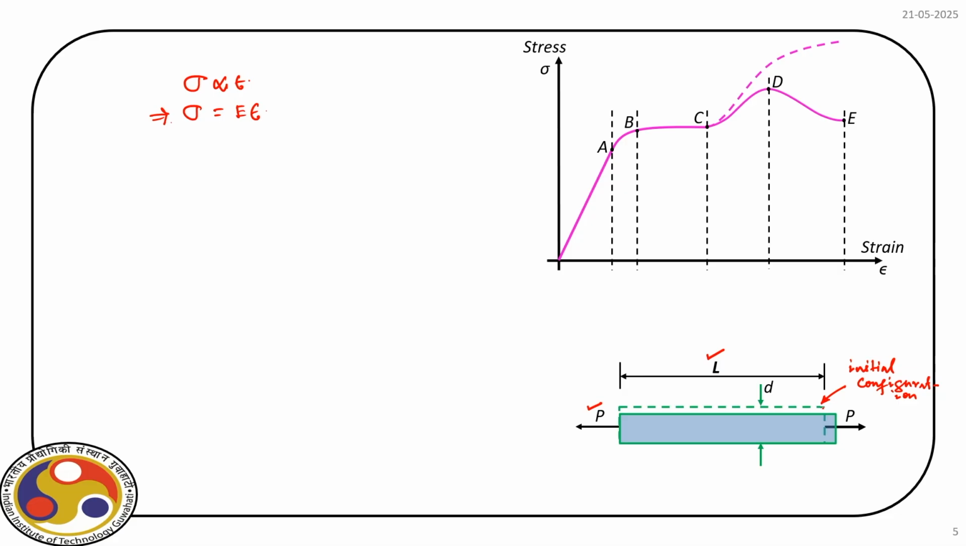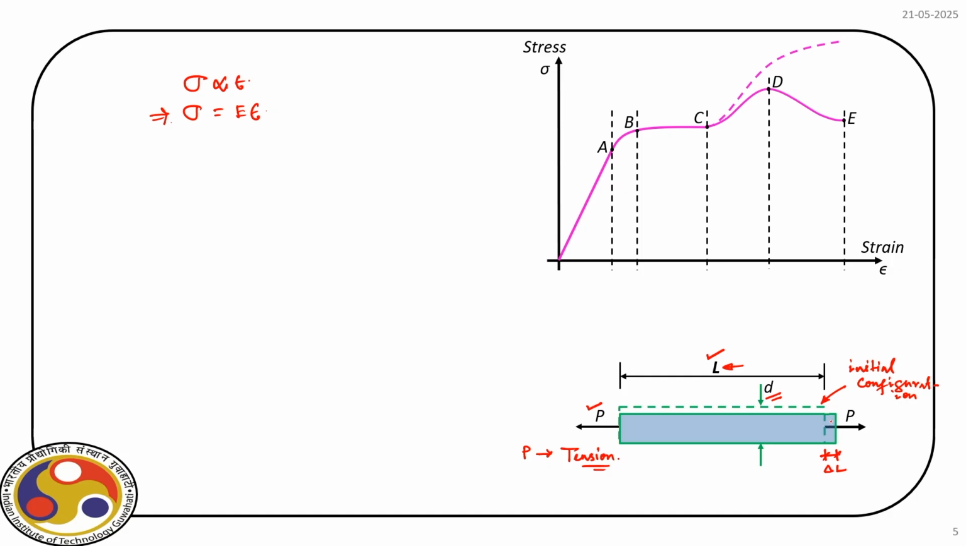Okay. On this initial configuration, we apply a force of magnitude P, and as per our sign convention, this is positive. So, P is tension. The cross section of the material is, say, circular with a diameter of d, and we have the gauge length, which is capital L. Obviously, the moment we apply this P, the material will elongate, and this is the amount of elongation which actually defines the amount of strain. So, this is delta L.